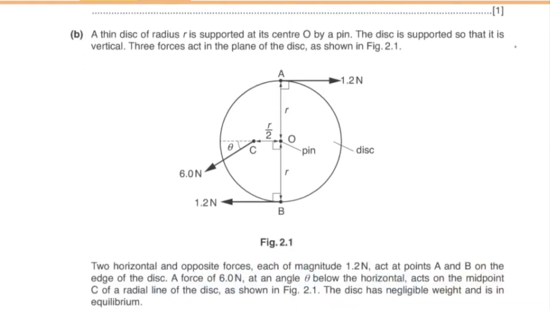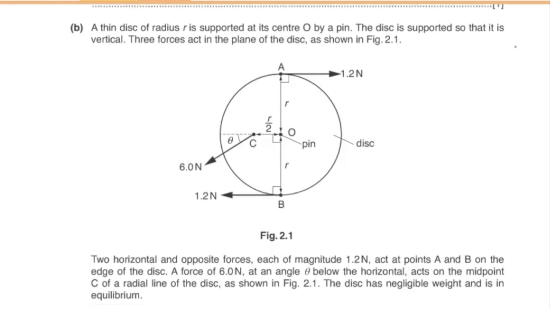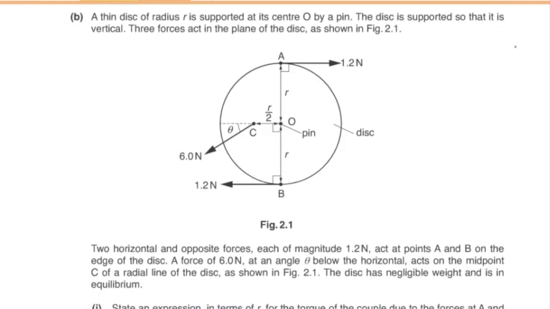Part B, a thin disk of radius r is supported at its center O by a pin. The disk is supported so that it is vertical. The three forces act in the plane of the disk as shown in figure 2.1. The two horizontal and opposite forces, each of magnitude 1.2 newtons, act at points A and B on the edge of the disk. A force of 6 newtons at an angle theta below the horizontal acts on the midpoint C of a radial line of the disk, as shown in figure 2.1.